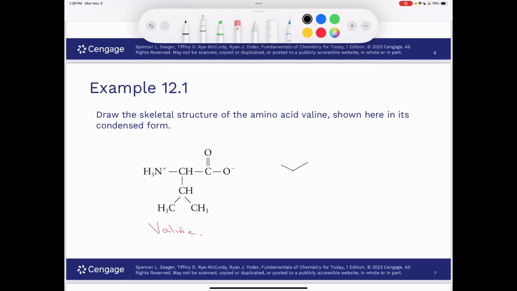Well, if we remember, we're going to start with our alpha carbon, and then attach to our alpha carbon. So I'll just label this one here as our alpha carbon. We're going to have our carboxylate group. Then we're going to have our amino group, NH3 plus. And then we're going to have our R group, which in this case is this isopropyl group. And so we'll put it like that. And so there is our skeletal structure of valine.